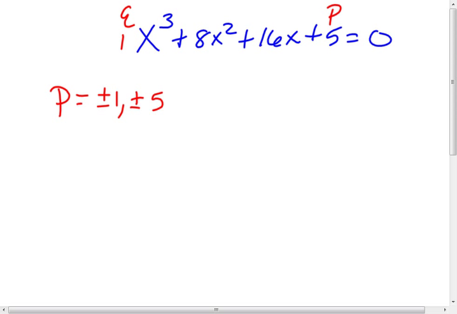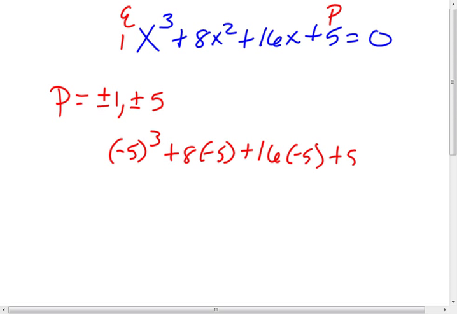So I'm going to go ahead and use -5 as a test case, and we'll use the remainder theorem for it. So (-5) cubed plus 8 times (-5) plus 16 times (-5) plus 5 equals 0. So we simplify. We're looking for a 0 equals 0. Once we finish simplifying, that will tell us that we have a factor.